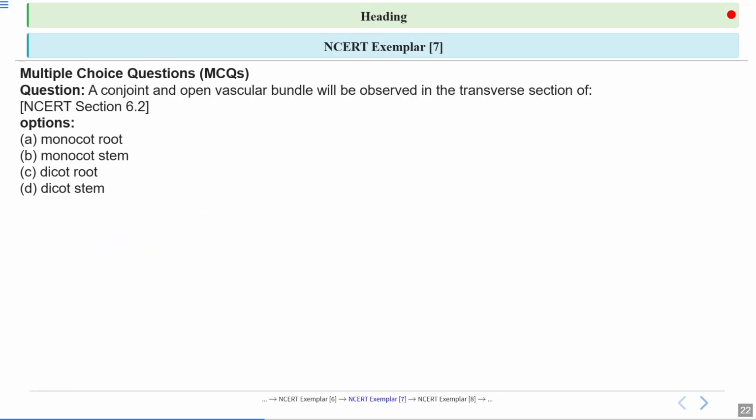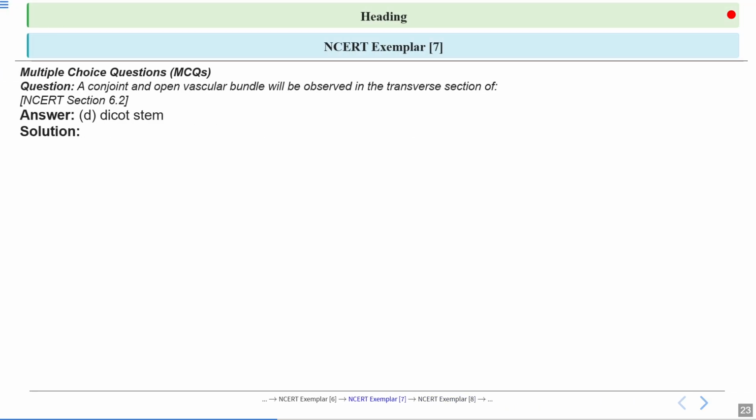Next question. A conjoint and open vascular bundle will be observed in the transverse section of. This question is coming from NCERT section 6.2. A. Monocot root. B. Monocot stem. C. Dicot root. D. Dicot stem. Let us see the answer. The correct answer is option D, dicot stem. Yes, conjoint and open type of vascular bundle is the characteristic of the dicot stem.